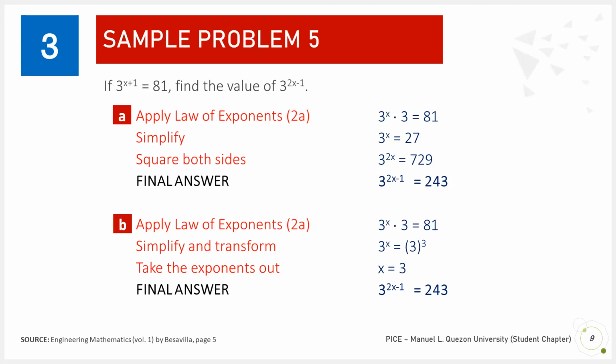So, that's what happened. Here in our second method, what happened is we solved for the value of x. Then, once we had the value of x, we substituted it into the term 3 raised to the quantity 2x minus 1 and got its numerical value. So either way, the solution is still correct. It's up to you which helps you understand the concept of the law of exponents better.